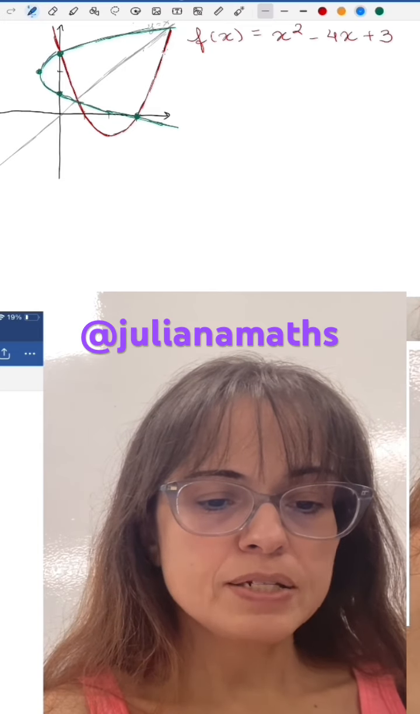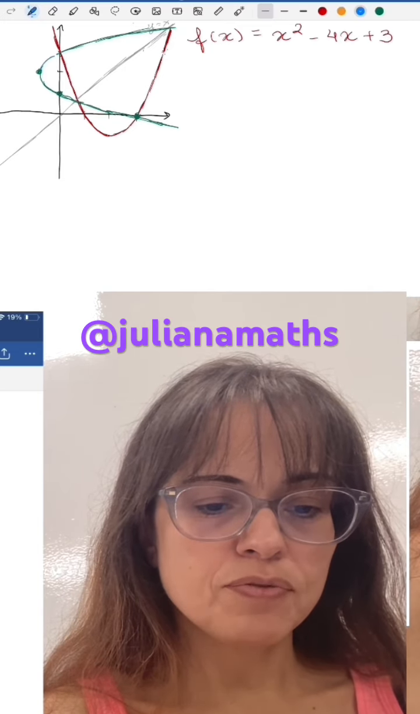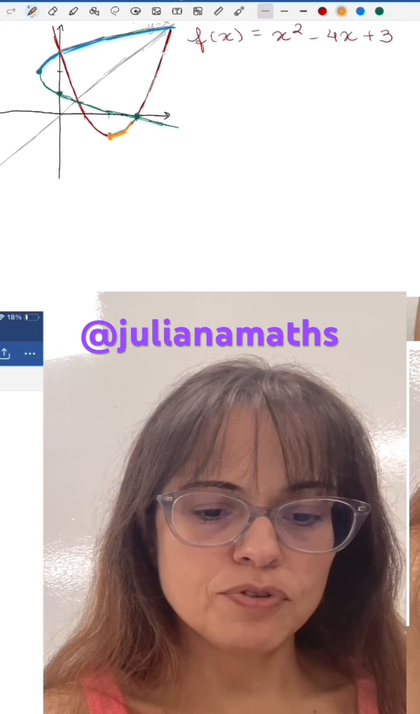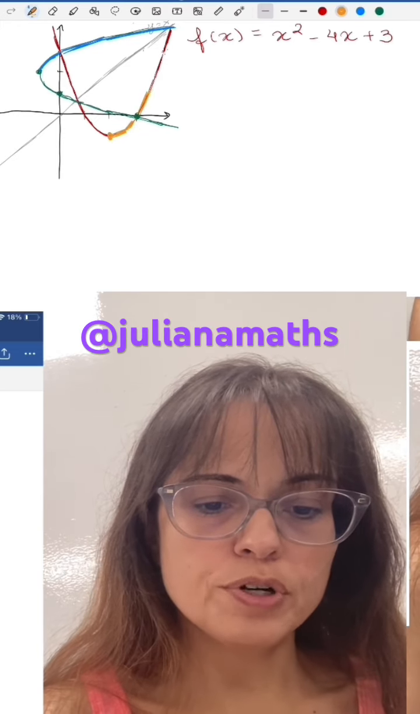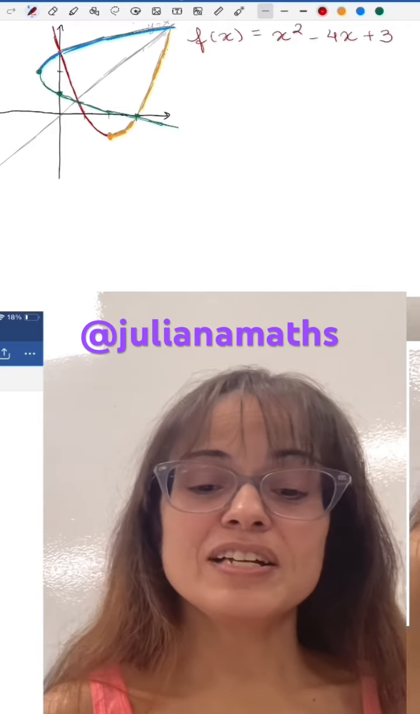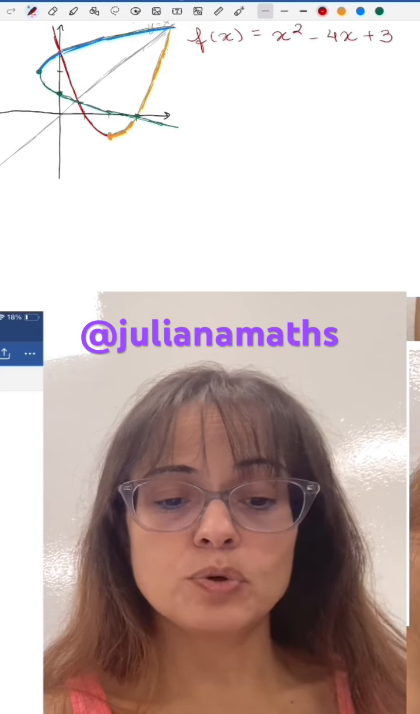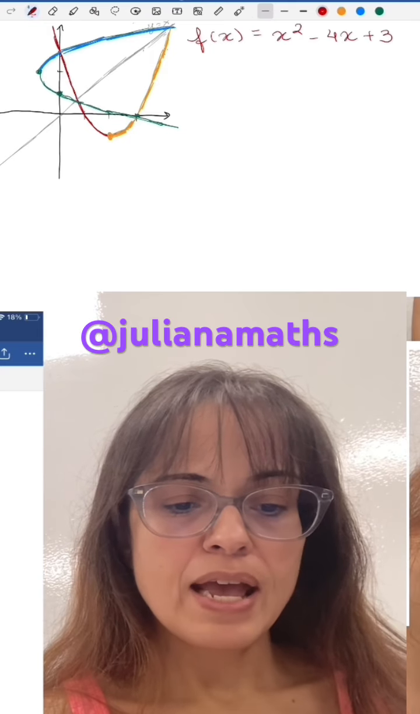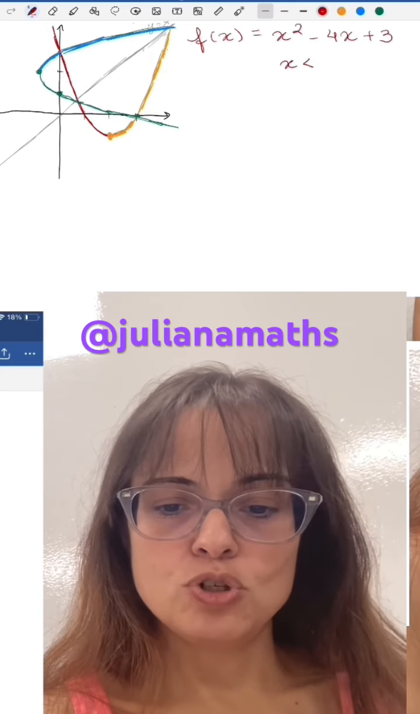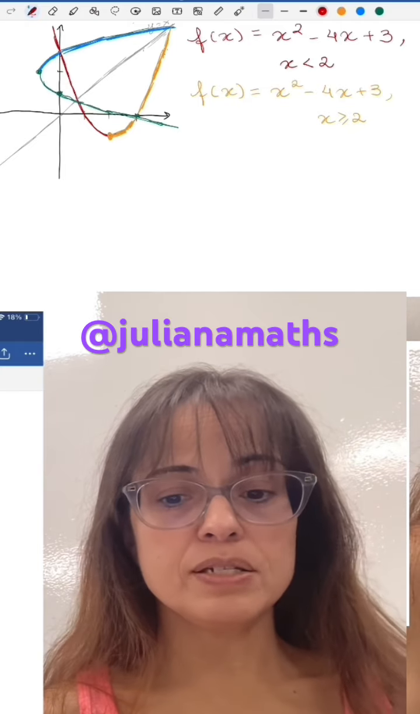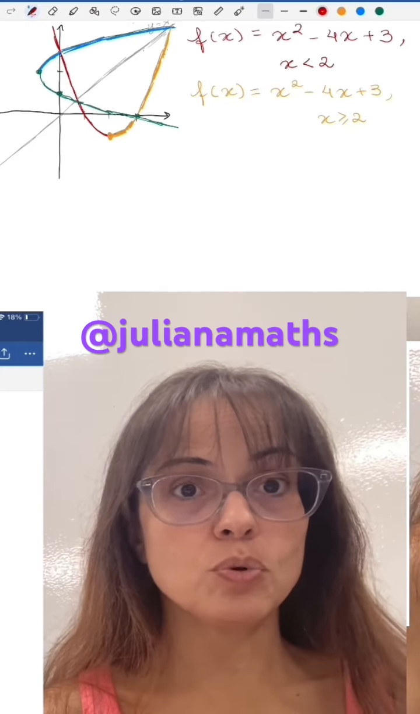I'm just going to paint one part of that function in a different color. And everything to the right of the vertex, I am going to paint orange. And now I have four functions. Let's talk about this domain restriction. The red function is that quadratic for x less than 2. And the orange function has the same expression, but the domain is different. It's x bigger or equal than 2.